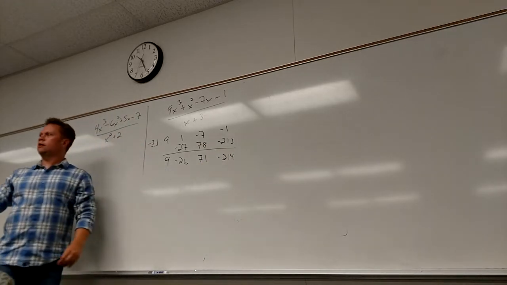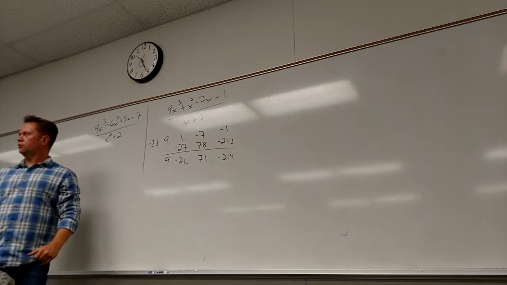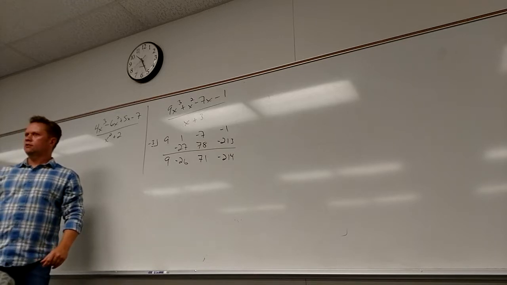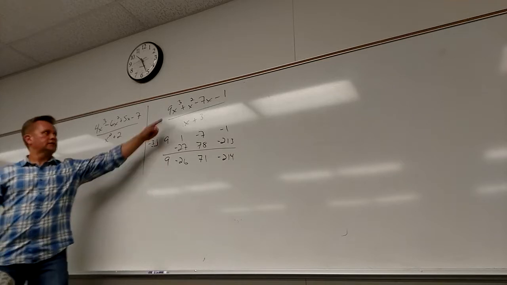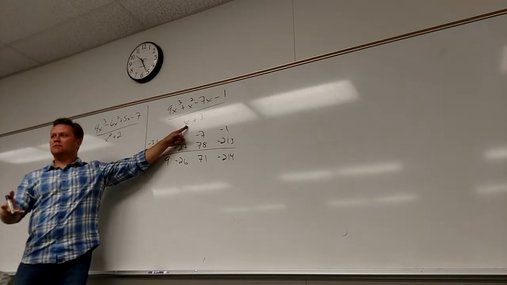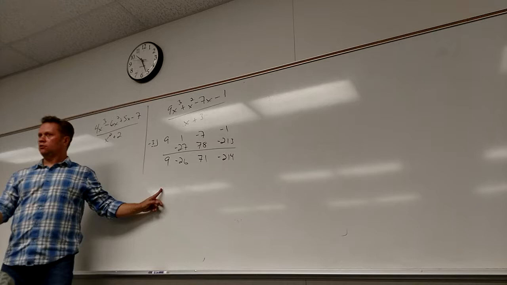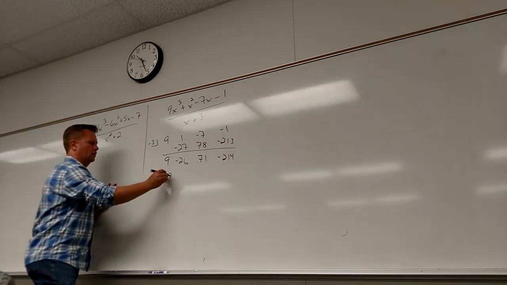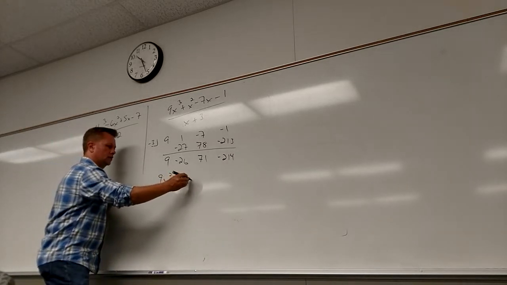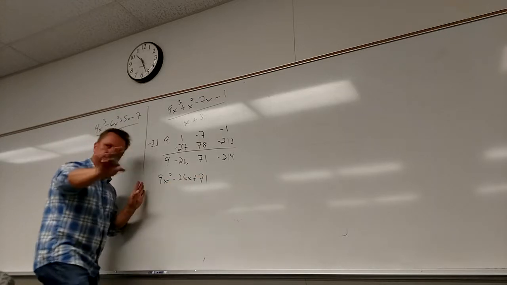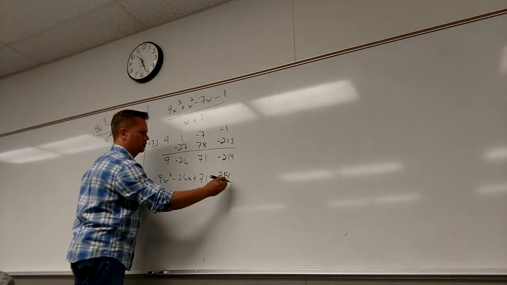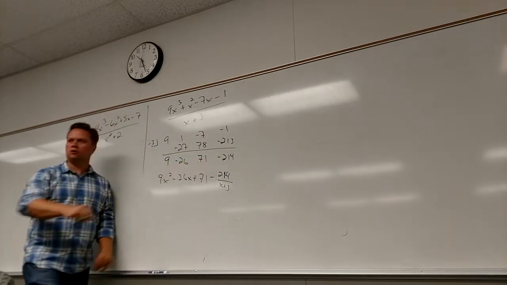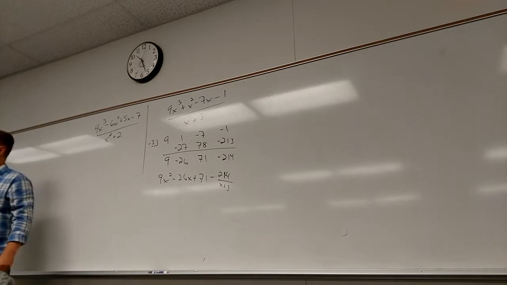So now the real key here is, how do you interpret what you just did? This is 9 what? X squared. Because I had x cubed, I divided by x basically, so it should come out to be x squared. It only makes sense. This would be 9x squared minus 26x plus 71 minus 214 over x plus 3. That's what I divided by. That last dude is the remainder term.